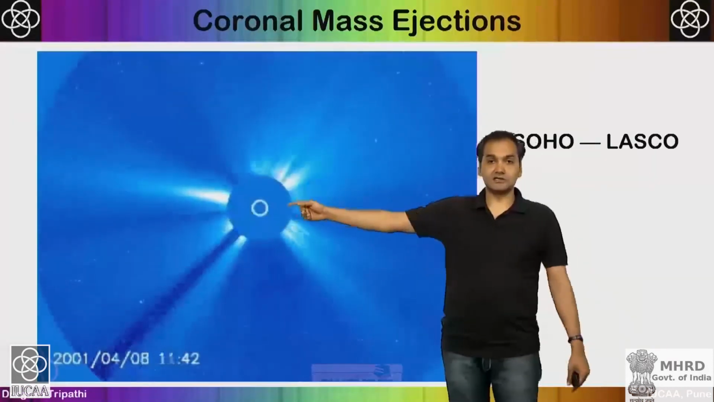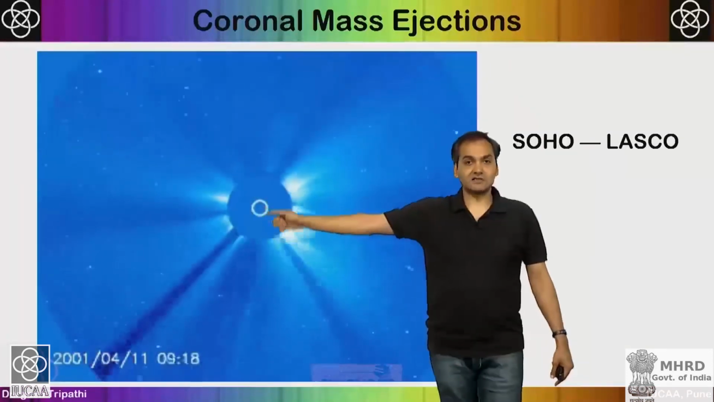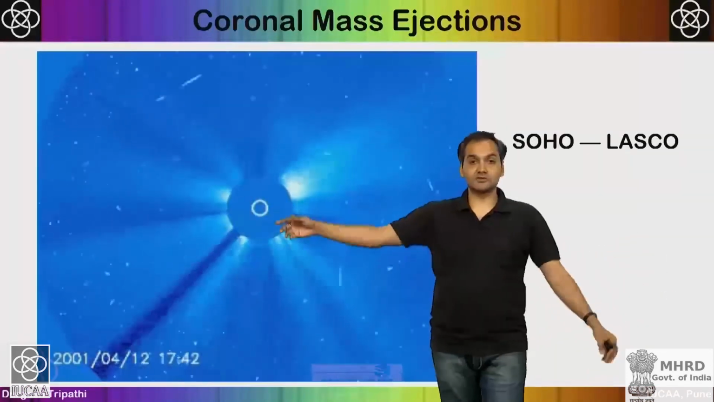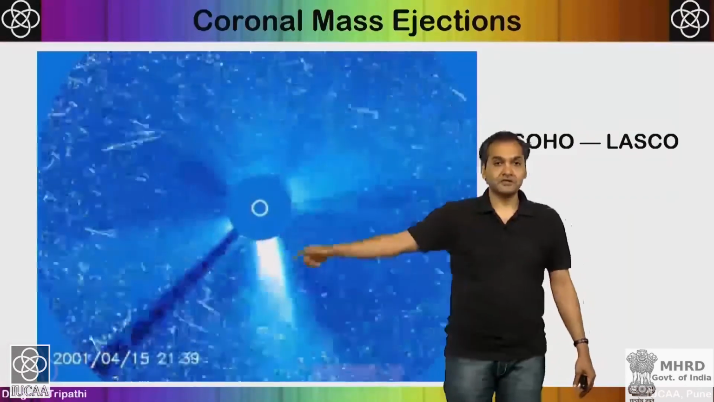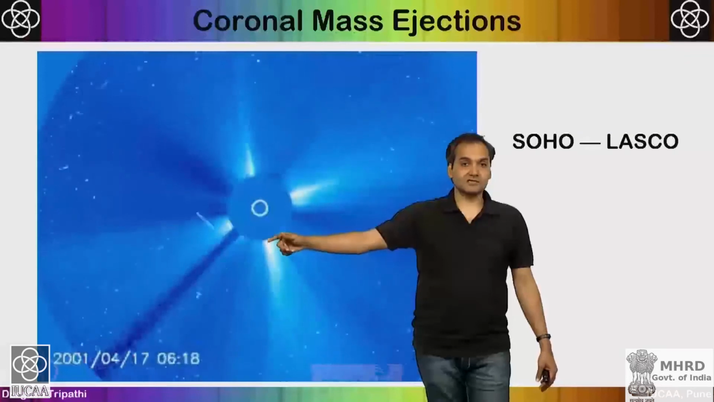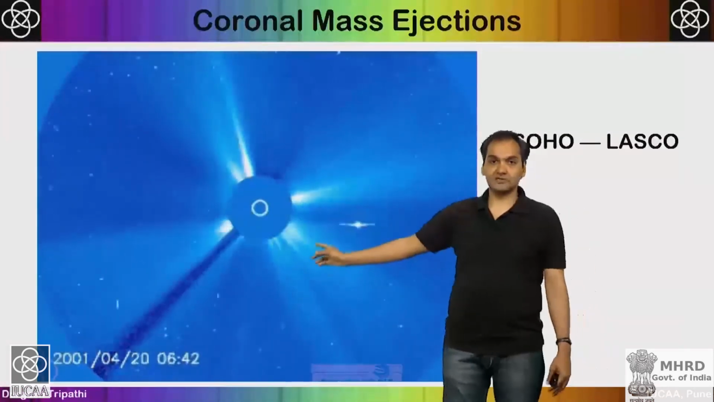Here is the disk of the sun, the white, and then you have the occulting disk, this artificial moon, much bigger than the moon. Now we are observing from about 4 solar radii to 30 solar radii. You can see that the structures coming out of the sun go all the way to 20-30 solar radii. This is one of the planets.